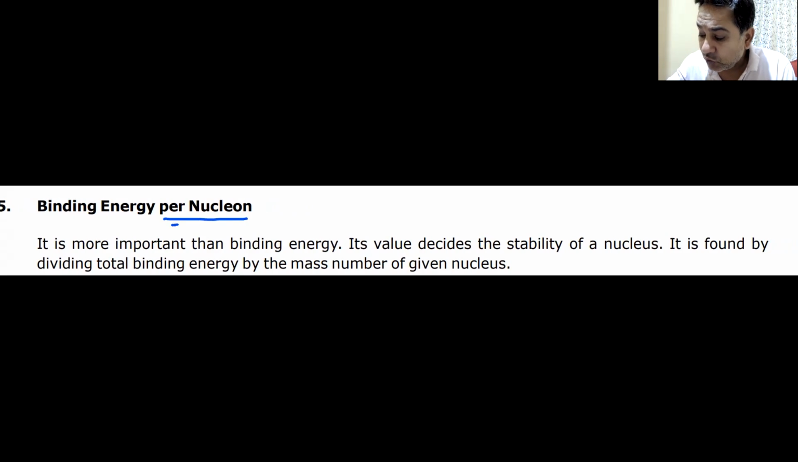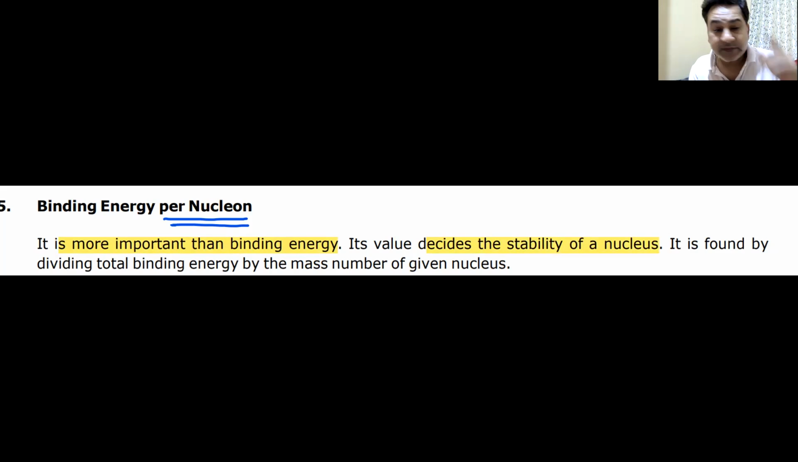Yes, sir. So the factor that decides how stable the nucleus is, is not basically binding energy, it is binding energy divided by the number of nucleons. Whoever has this ratio more will have more stability. As you can see, it is written over here. It is more important than binding energy. Obviously, it is also binding energy, but it is binding energy per nucleon. This is more important than binding energy because this value decides the stability of a nucleus.